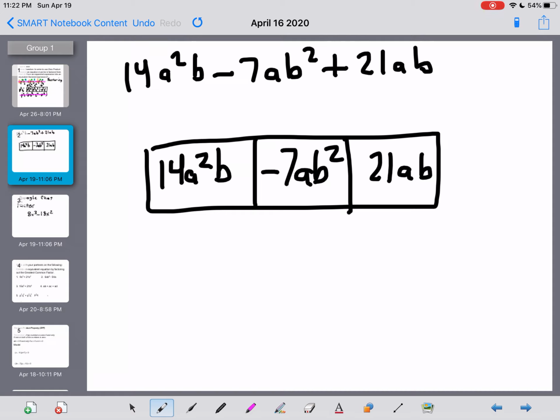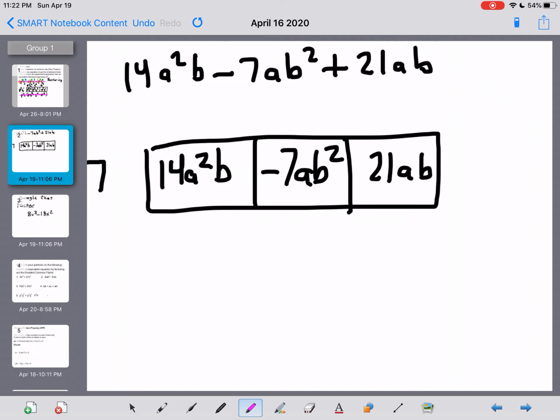That's right. We're going to divide out our greatest common factor. So if you look at the coefficients here, we have 14, 7, and 21. What's the greatest common factor? The largest number that will divide evenly into those 3 numbers is 7. Okay, so now I go to my variable parts, and I'm looking at my variables.